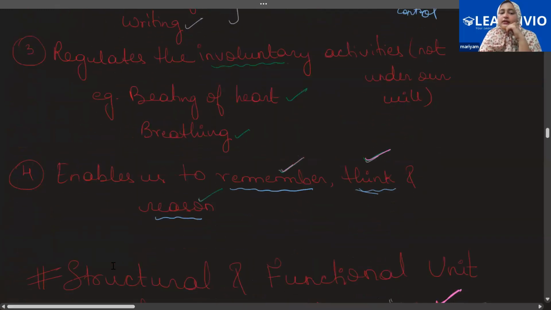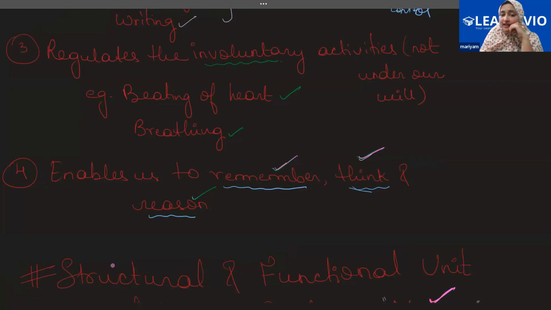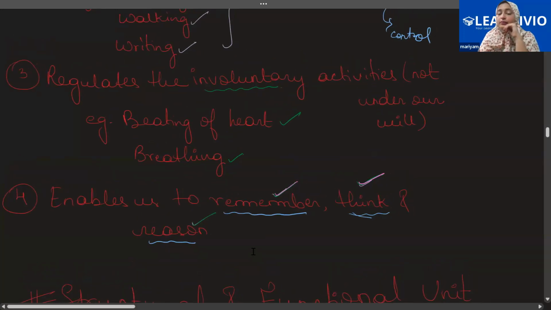Now, lastly, the fourth function of our nervous system is to enable us to remember, to think, and to reason. You can go and take a test because of the points that you have studied, because of your nervous system. You can remember things because of your nervous system. You can think because of your nervous system. You can differentiate what is right and what is wrong because of your nervous system. So, our nervous system is obviously one of the most crucial parts of our body, and these are the four main, basic functions that it performs.